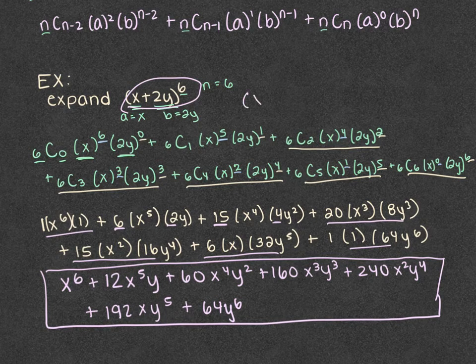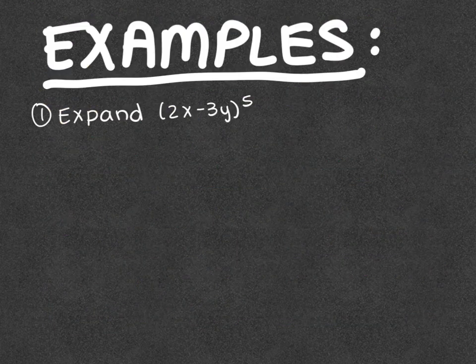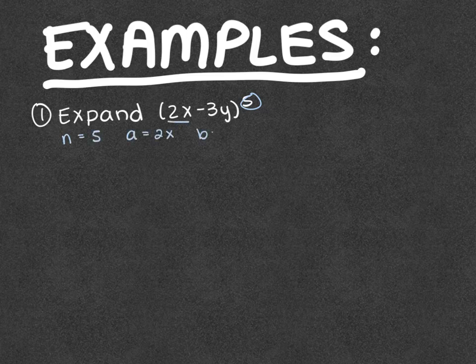So instead of sitting here and doing x plus 2y, x plus 2y, and doing that 6 times, and then having to FOIL 6 times, we can use this method to get to our answer quicker. Even though that seems like a pretty long process, I assure you it is quicker than FOILing a bunch of times. All right, I'm going to go through one more quick example just to make sure you guys got the hang of it. So in this one, again, we've got n equals 5, a equals 2x, and then b equals negative 3y. That negative is important.